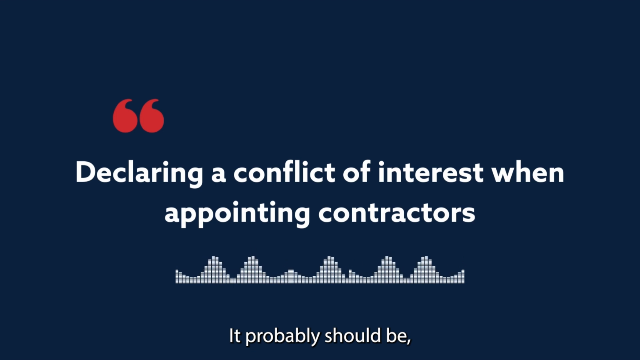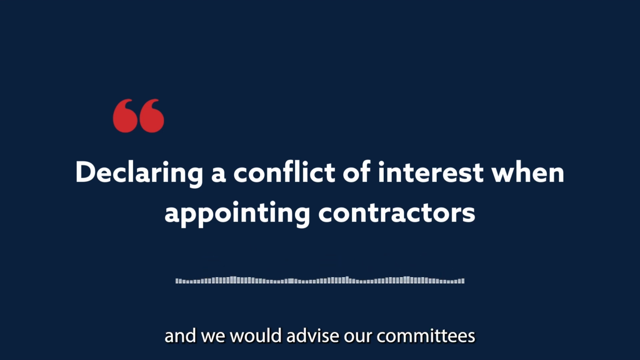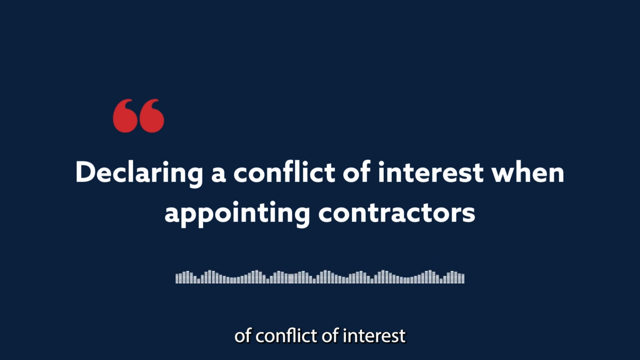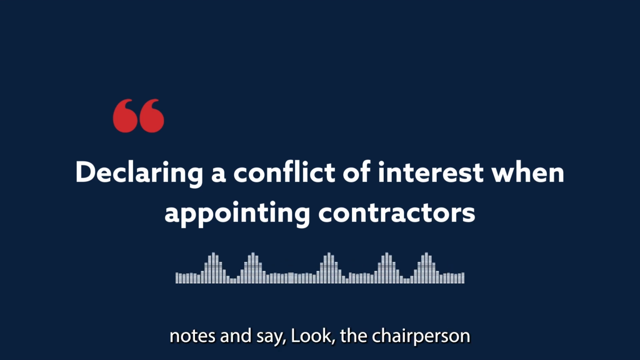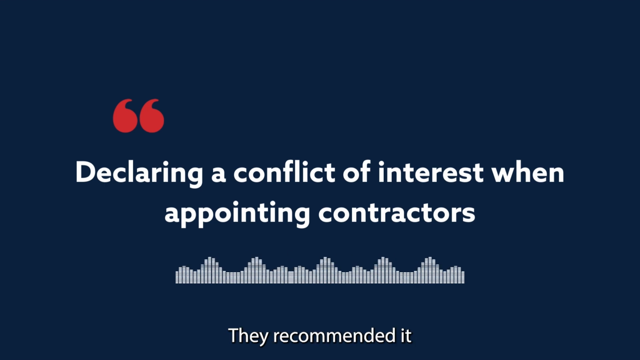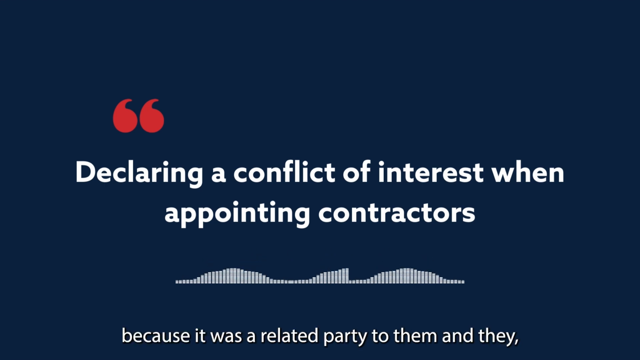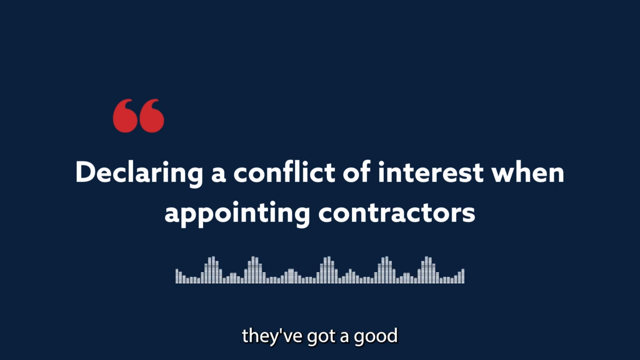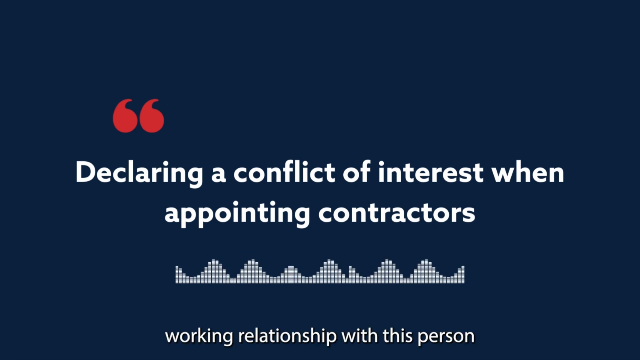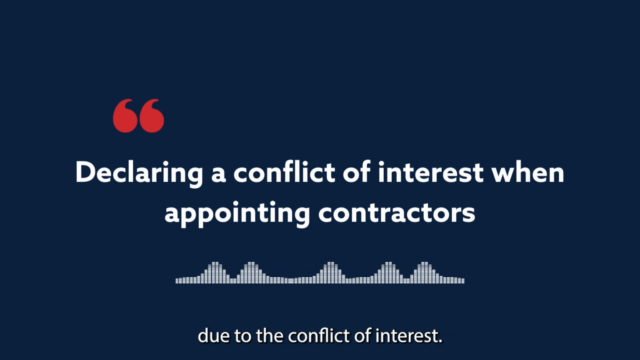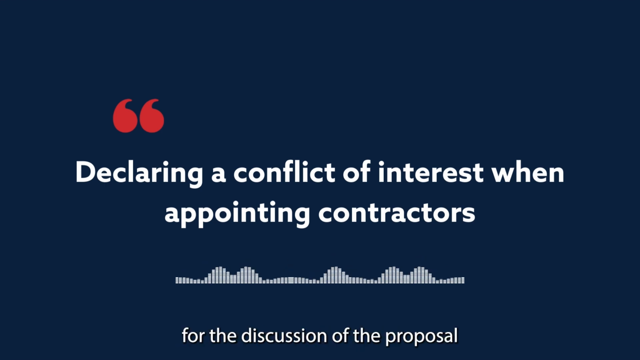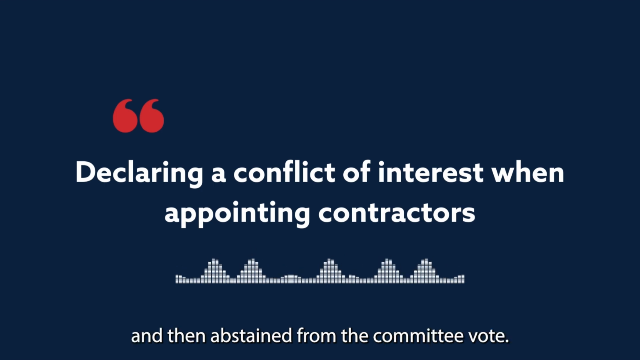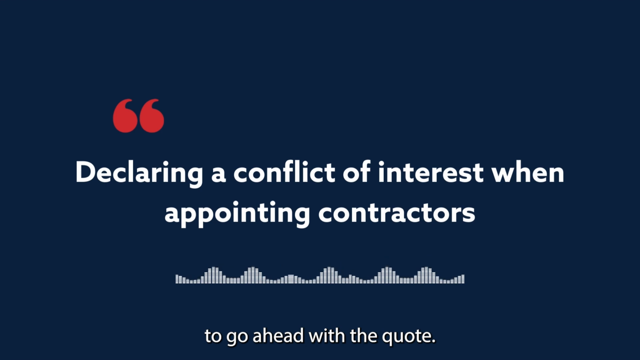It probably should be, and we would advise our committees, if they're having this type of conflict of interest issue come up, to make detailed notes and say, look, the chairperson arranged this proposal. They recommended it because it was a related party to them, and they feel they've got a good working relationship with this person. Due to the conflict of interest, the chairperson stepped out of the room for the discussion of the proposal and then abstained from the committee vote when the committee decided to go ahead with the quote.